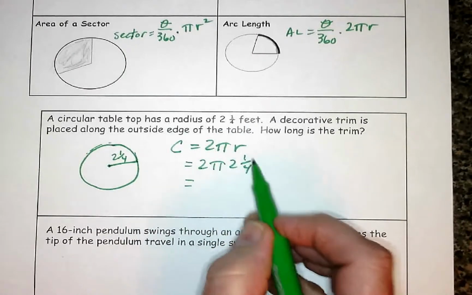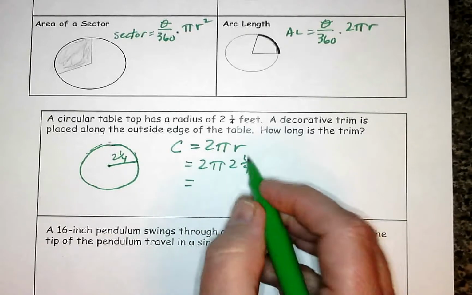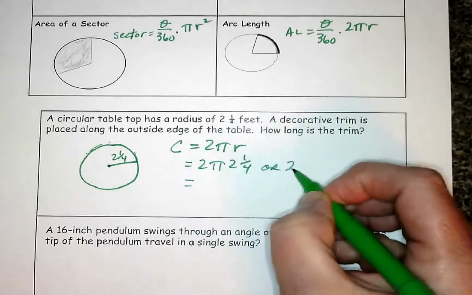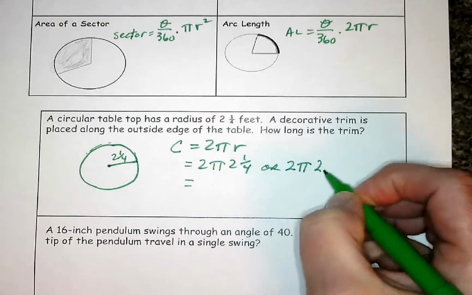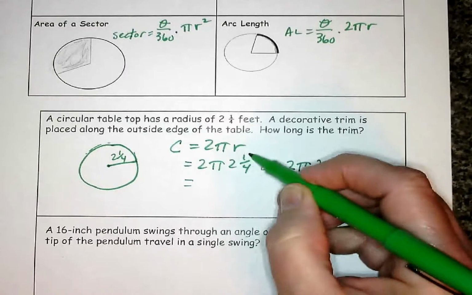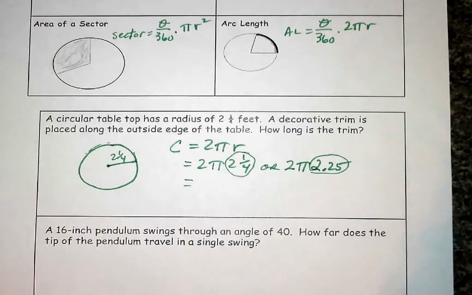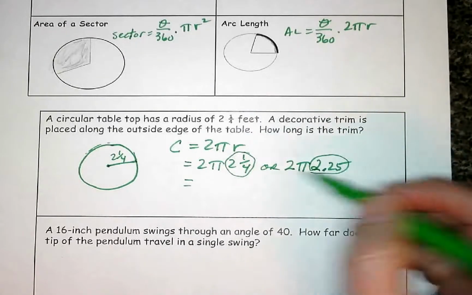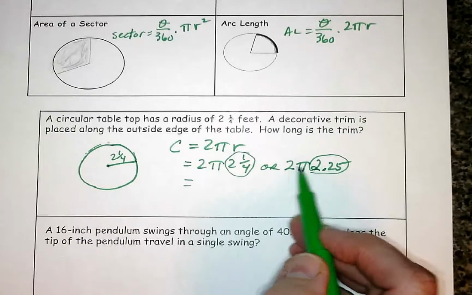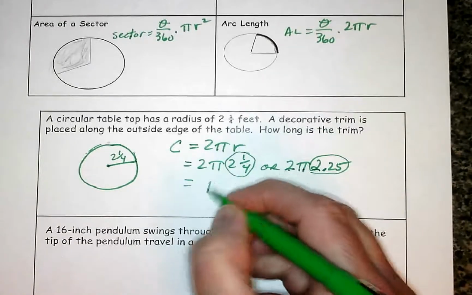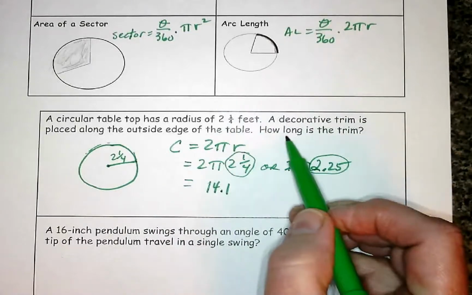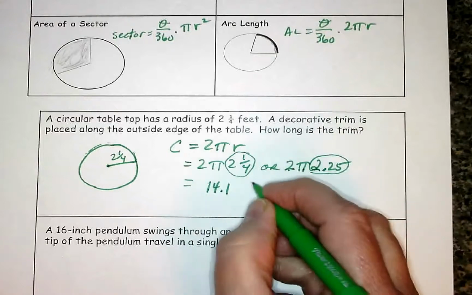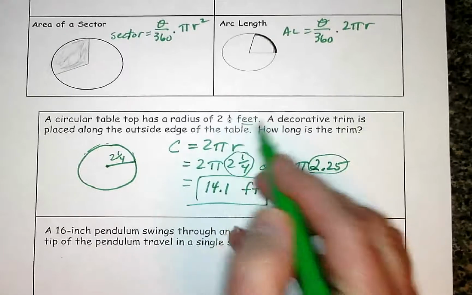You can do this fraction on the calculator, or you can divide this out to get a decimal. If I was going to write this as a decimal, I would go 2 times pi times 2.25. So 2 1/4 and 2.25 are exactly the same thing. So you can use the fraction button on your calculator, or you can divide it out to get the decimal. Either way, you're going to multiply either one of those by pi and times 2. And when you do so, you get 14.1. And then since this is circumference, then it's a linear measurement. So I'm just going to use the same measurement as what they give me.